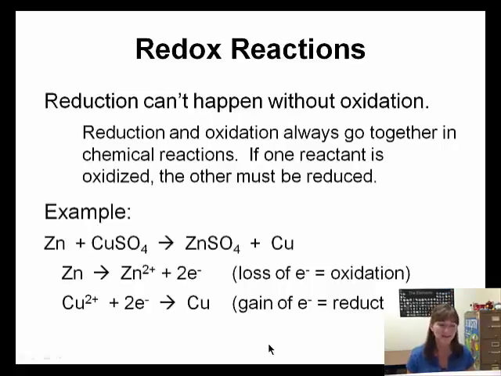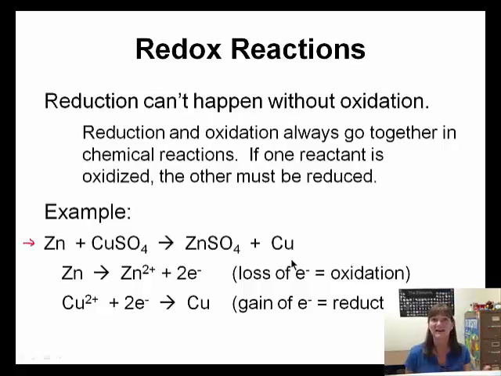So here's an example. I have zinc reacting with copper sulfate. Now notice, thinking about the other categories, is this example a combination, decomposition, single replacement, or double replacement? And I'm hoping you said it's a single replacement because I have an element and a compound, and the zinc is trading places with the copper. So some of the previous categories can be oxidation reactions.